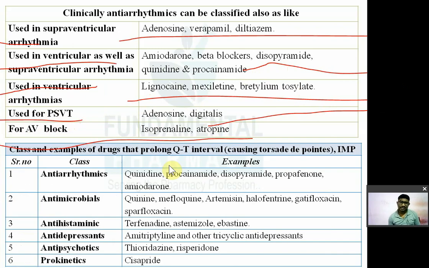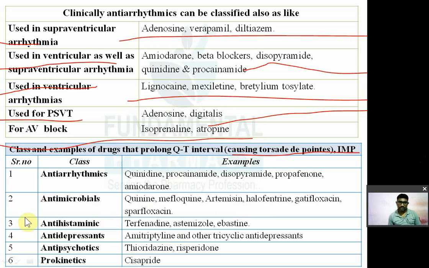Now there are certain drugs which can produce arrhythmia. These are the drugs whose adverse effect is arrhythmia. So, the classes and examples of drugs which prolong the QT interval and cause torsades de pointes. That means they cause arrhythmia. Remember this as it is. There are certain drugs which produce torsades de pointes.